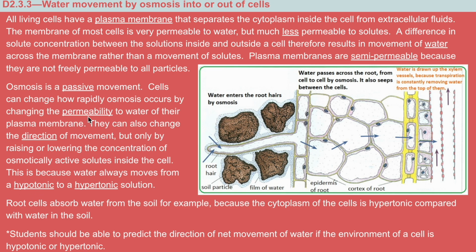Cells can change how rapidly osmosis occurs by changing the permeability to water of their plasma membrane. They can change direction of movement by raising or lowering the concentration of solutes, because water always moves from hypotonic to hypertonic solutions. Root cells absorb water from the soil because the cytoplasm of cells is hypertonic compared with water in the soil.